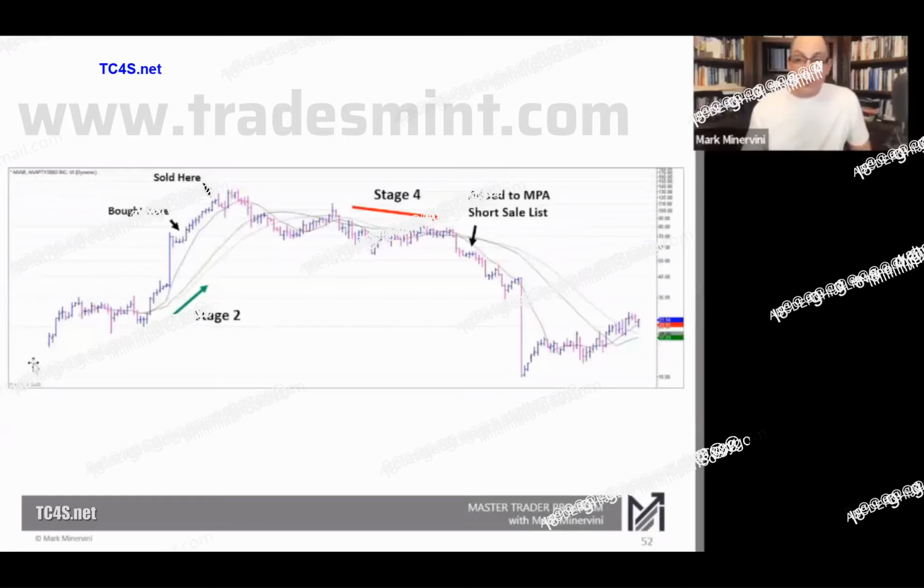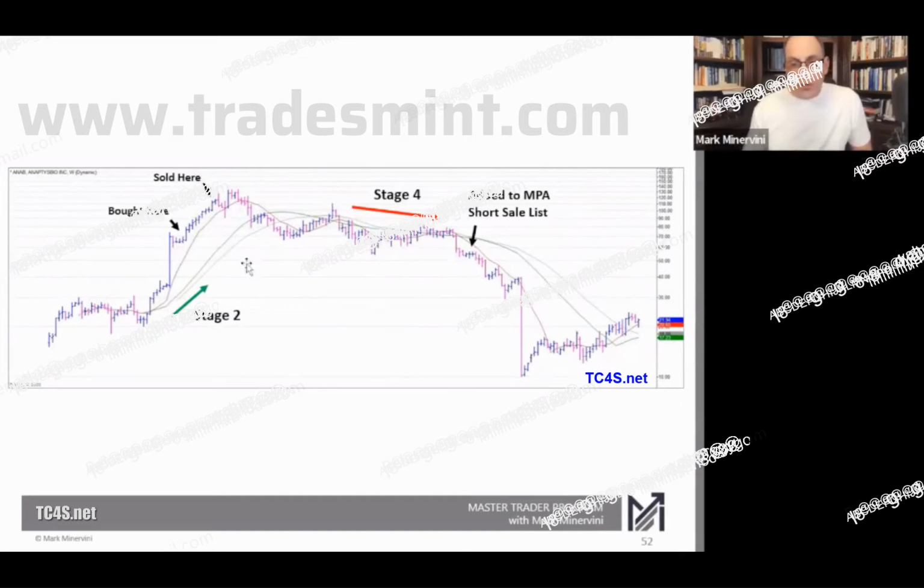And this was a real life example. I bought this ANAB coming out here. You can see it's in a very strong uptrend. I sold it here, pretty quick, a quick capture of a move. Way later, after it goes into stage 4, I'm actually adding it to our short list right here. And then you see you get the big break later on.